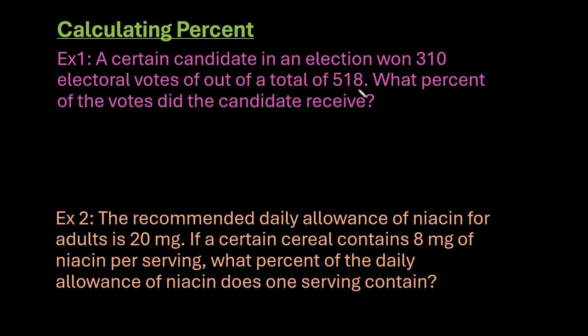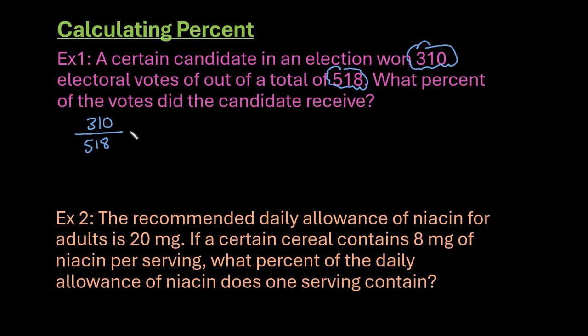So let's look at the first example. A certain candidate in an election won 310 electoral votes out of a total of 518. And we want to know what percent of the votes did the candidate receive. So we know that he received 310 out of 518.